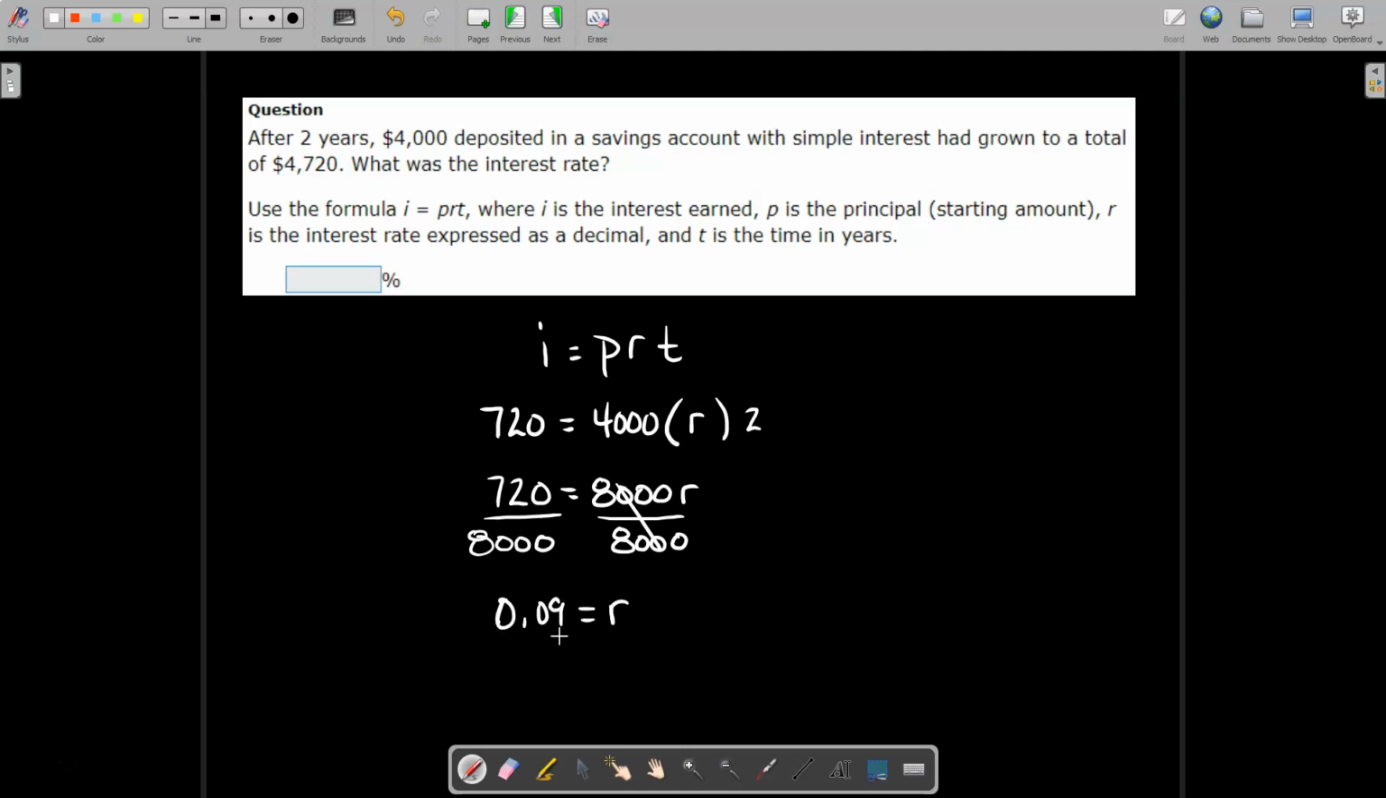0.09. So this is supposed to be a rate, so let's take that 0.09. Let's move the decimal 2 places to the right because we're going from a decimal to a percent. So we're going to go to the right, 9, put a percent sign on the end there, and we see that we have an interest rate of 9%.